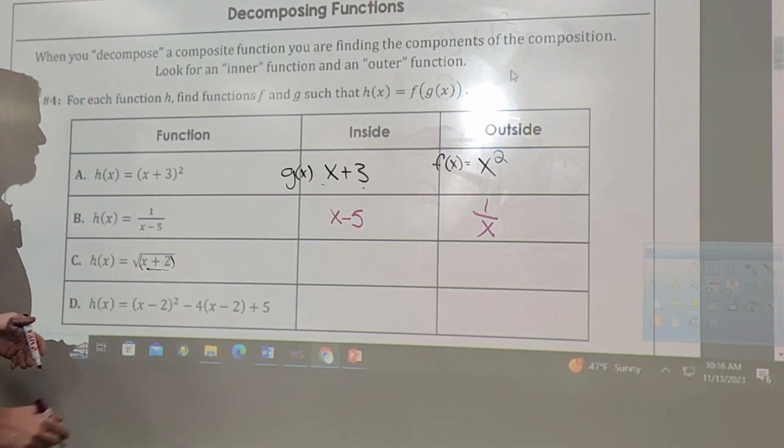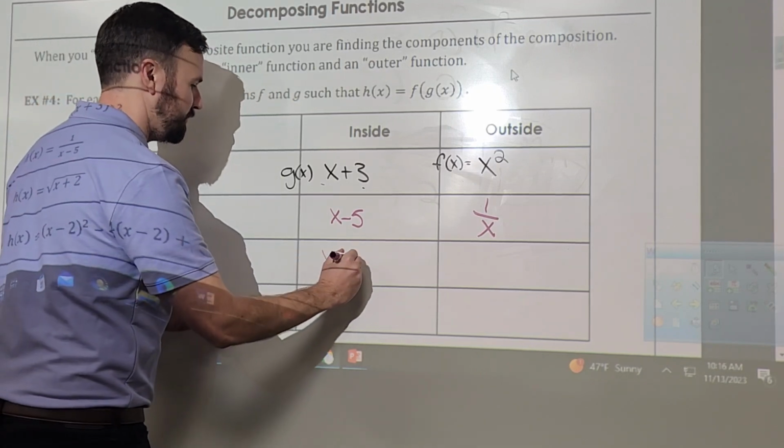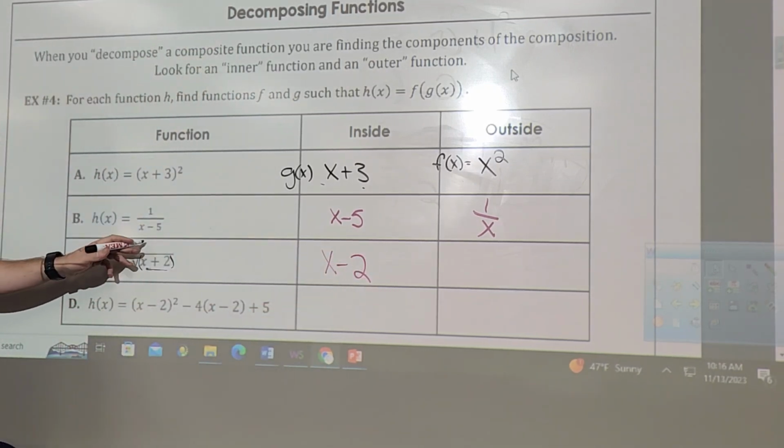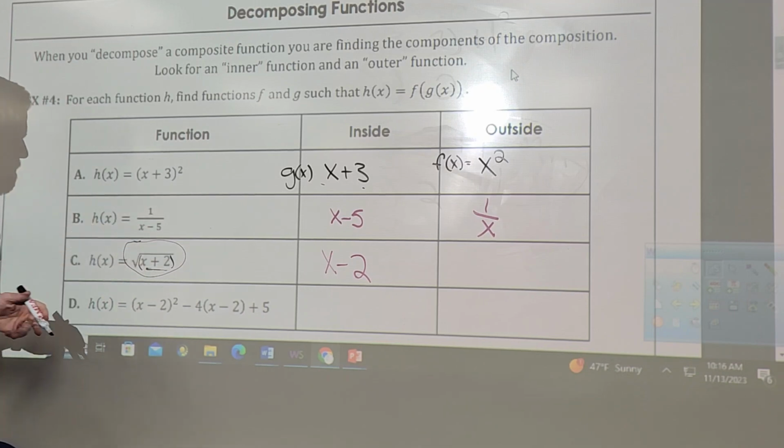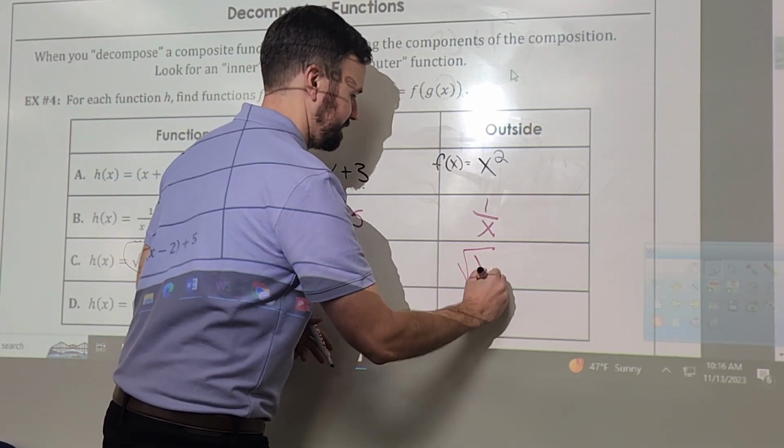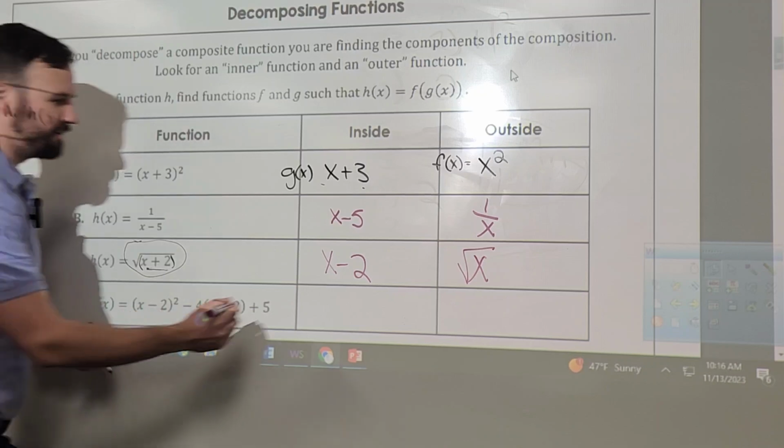What's my inside function? I know I'm using two colors. It's just fun. What's my outside function?